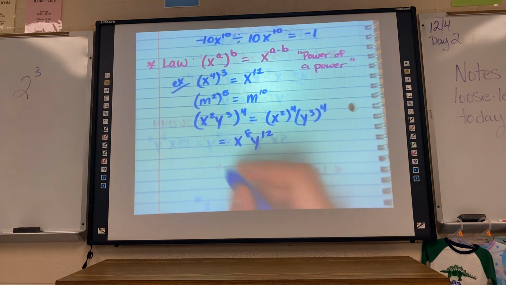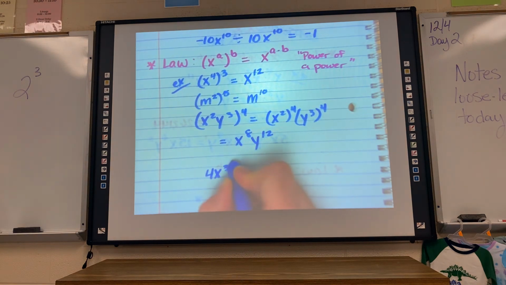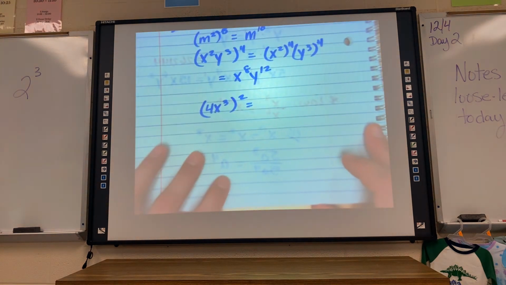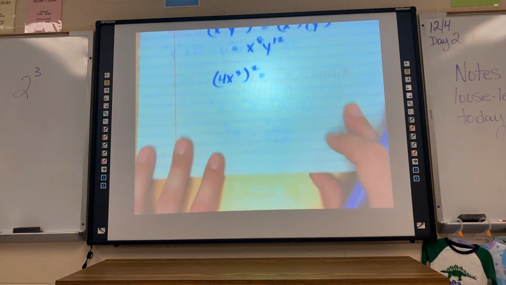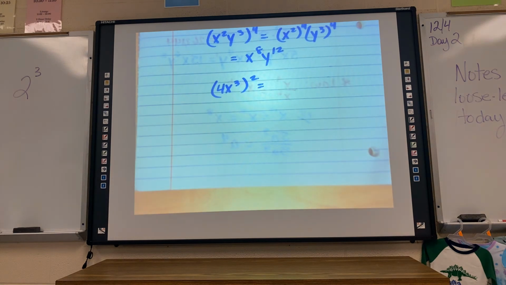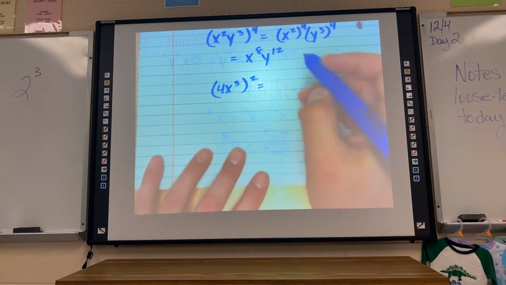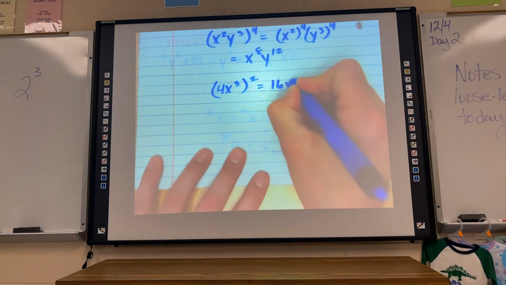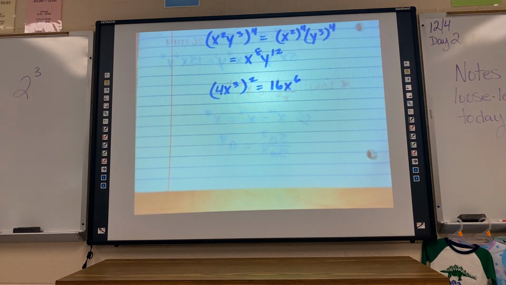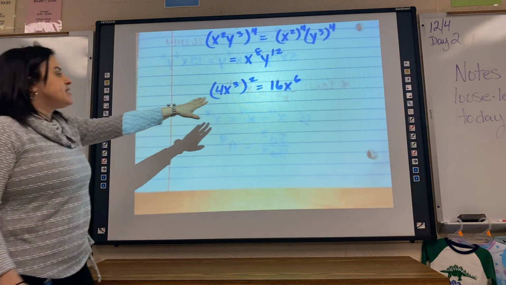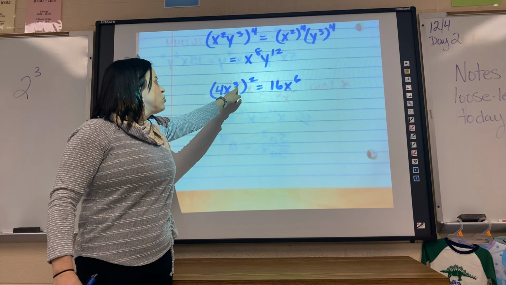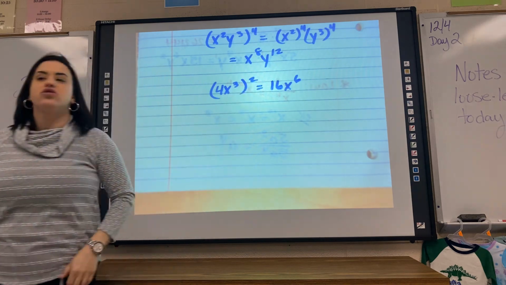What about 4x cubed squared? Now I have a coefficient. What does that equal? Patrick? 16x to the 6th. Good. You have to distribute it. It's 4 squared, so that's 16, and then x cubed squared, so 3 times 2 is 6.